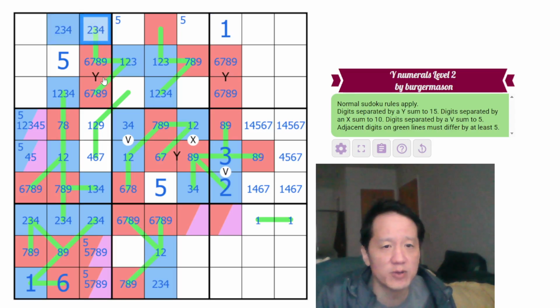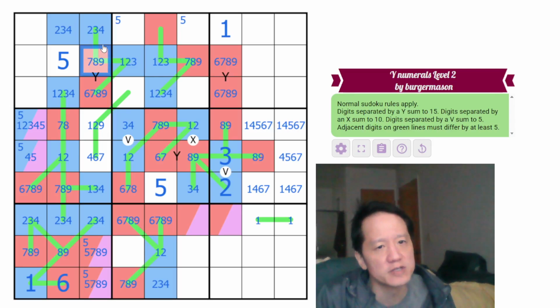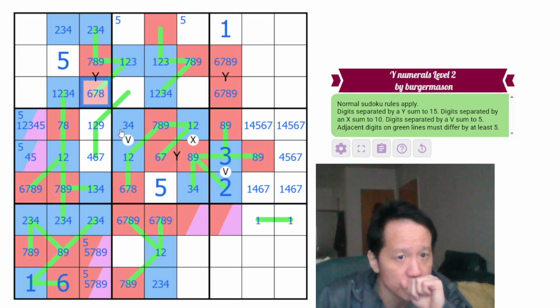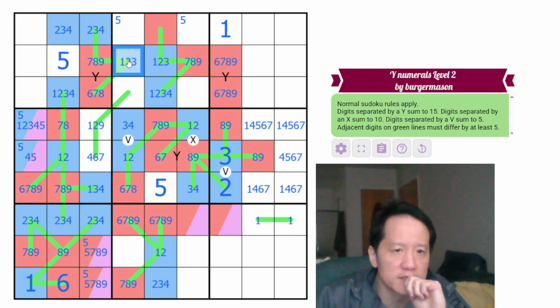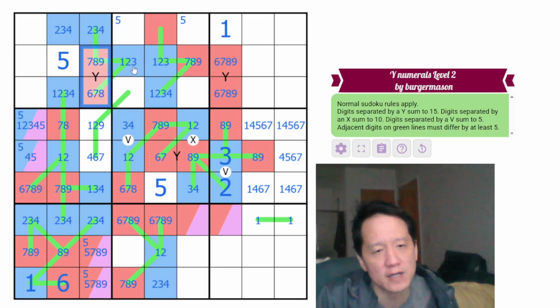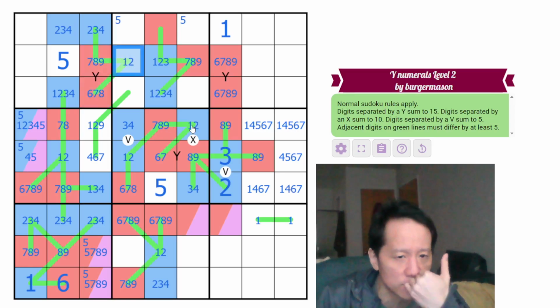So since this can't be 1, this can no longer be 6 because 6 can only be next to a 1 on the German whisper line. Therefore, this can't be 9. If this is 6 and 9, this can never be 3, right? And if this is 7 and 8, it also can't be 3 because 3 would have to be next to both 7 and 8, and it can't be next to a 7. So this has to be 1 or 2. What else do we have?